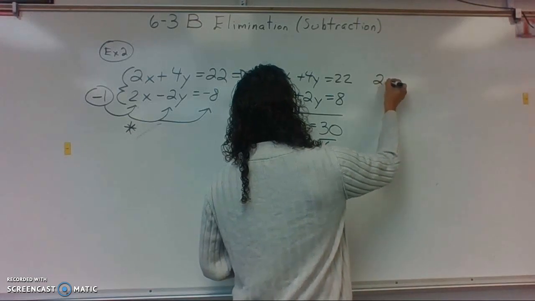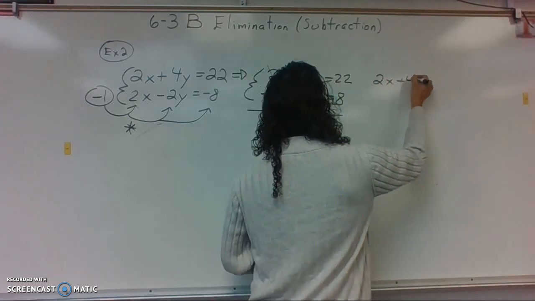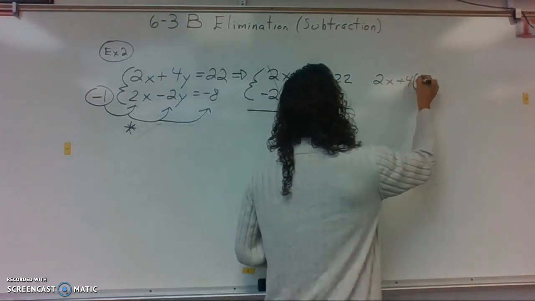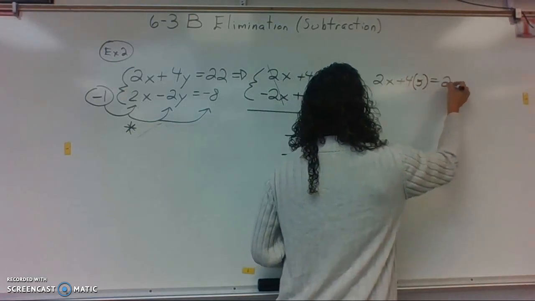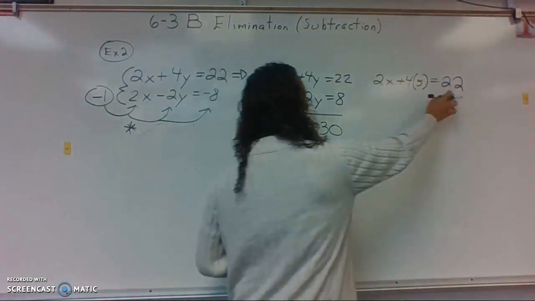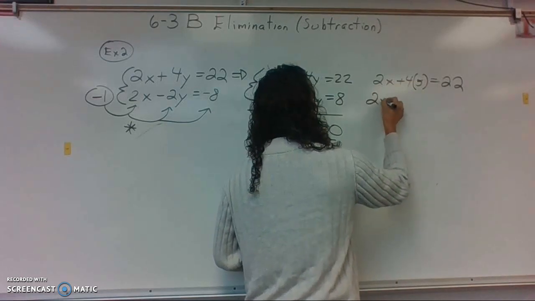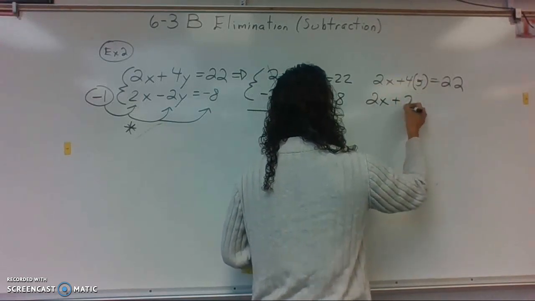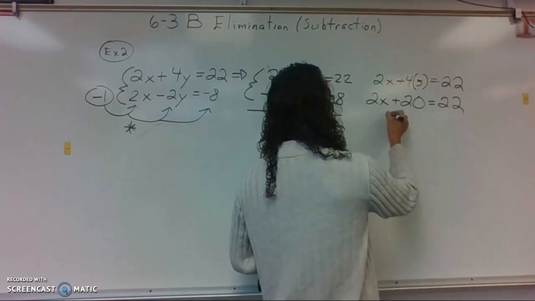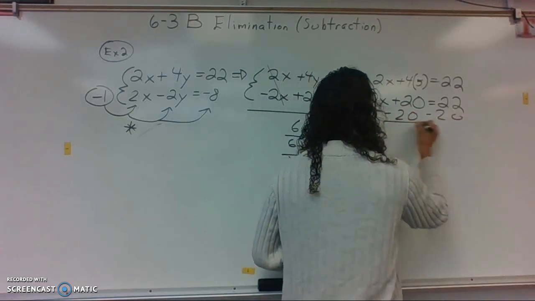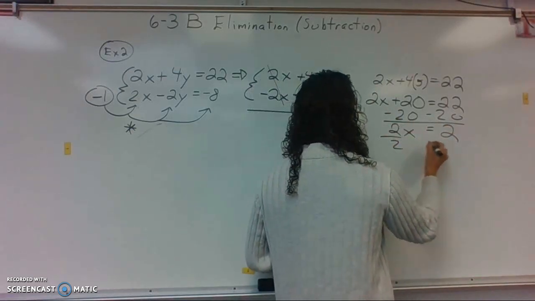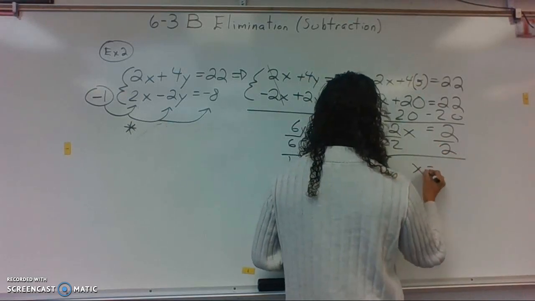So I'm going to go 2x plus 4. But again, I'm not going to use my y. I'm going to use my number 5. 2x plus 4 times 5 equals 22. So that's 2x, and 4 times 5 is 20, equals 22. Now it's just a two-step equation. Minus the 20, minus the 20, and we get 2. The 2x falls down. Divide by 2, and x equals 1.